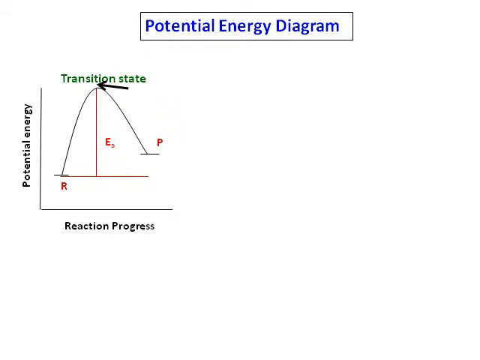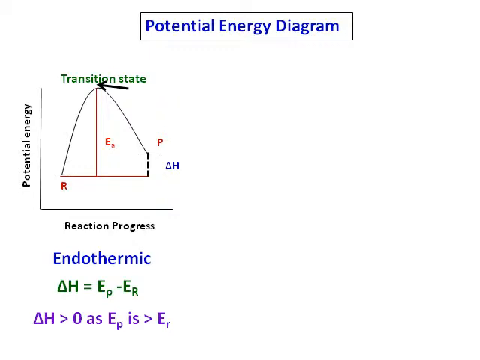So now you can see that the product is at a higher level than the reactant. Such reactions in which product is at the higher level than the reactant, we call an endothermic reaction. And the difference in the energy between the product and the reactant is called delta H. So delta H is EP minus ER. Since the product is at a higher energy, the value of delta H will be positive. So for an endothermic reaction, these are the things which you should notice. Product will be at a higher energy than the reactant, and the value of delta H will be positive.